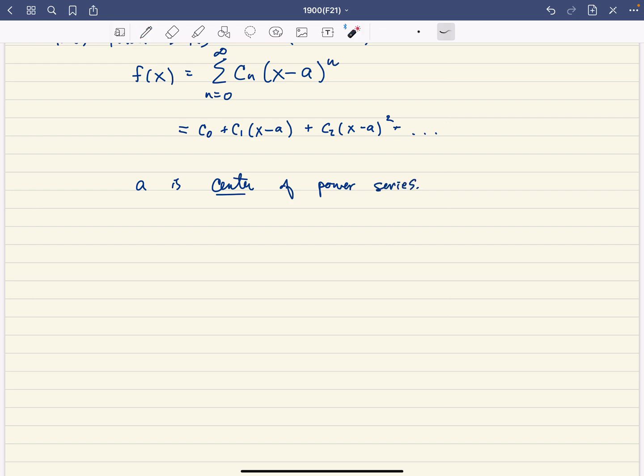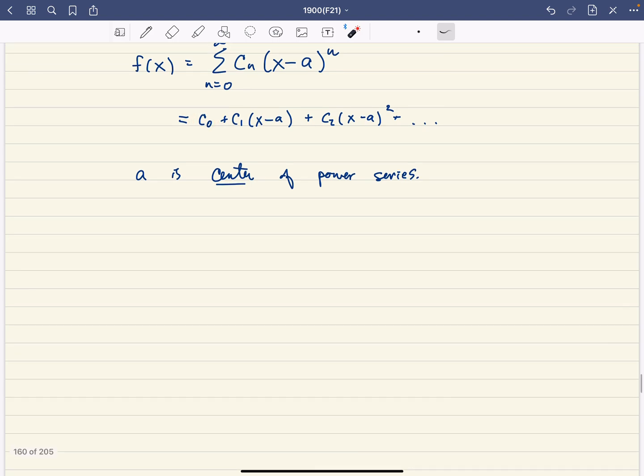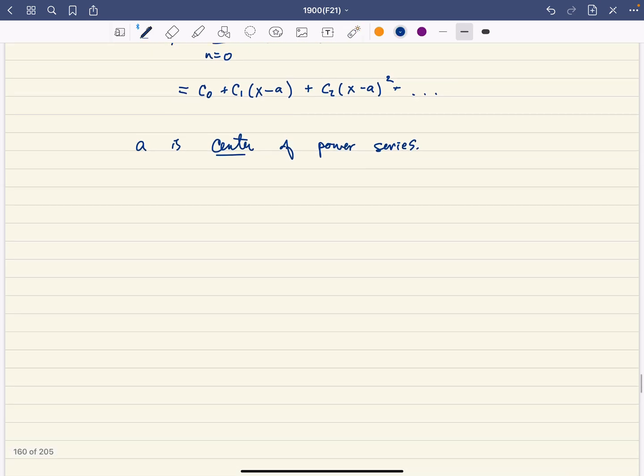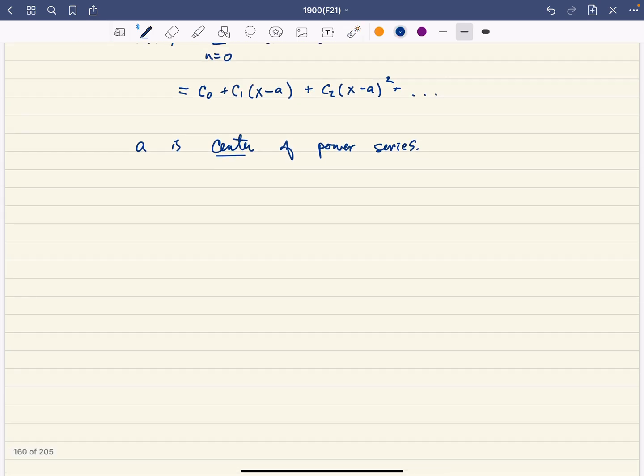Notice that I don't care what the sequence is. This function is always defined at least at a single point, namely at a. If you plug in a here, you would pick up this first term no matter what, and all these other terms vanish. They all go to 0. So this is definitely going to converge at x equals a. There's always at least one value where these make sense, where they converge. And again, that value is called the center of the power series.